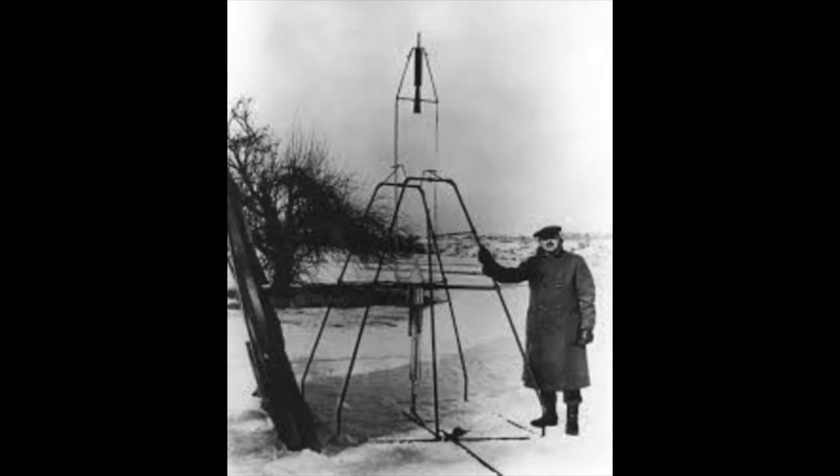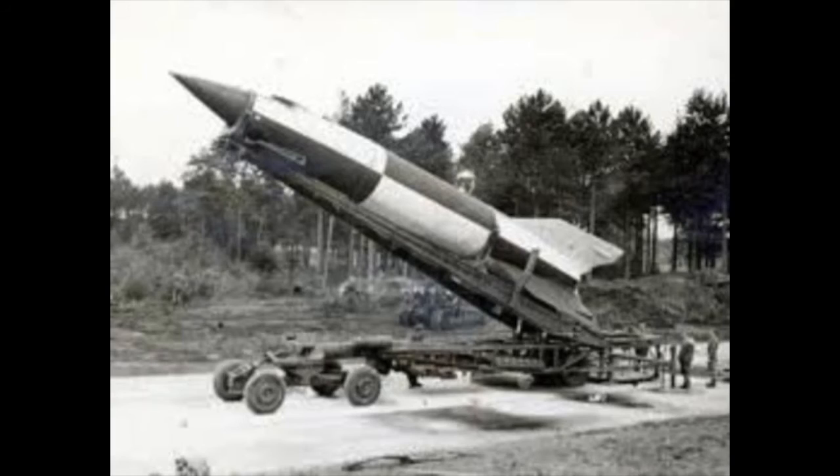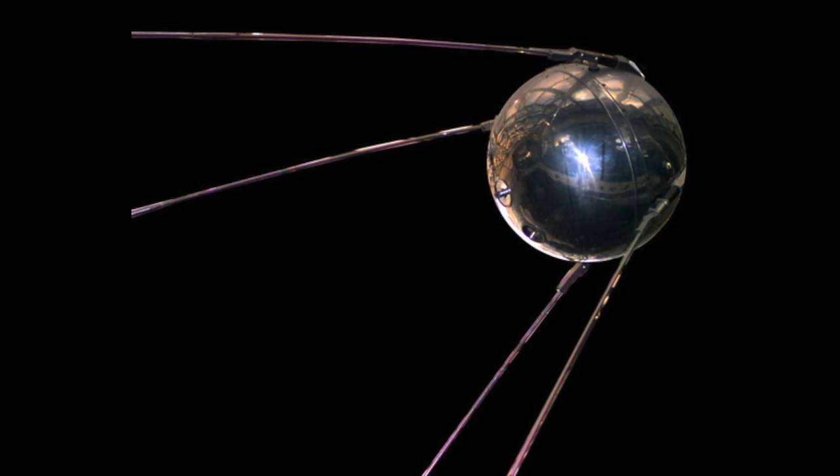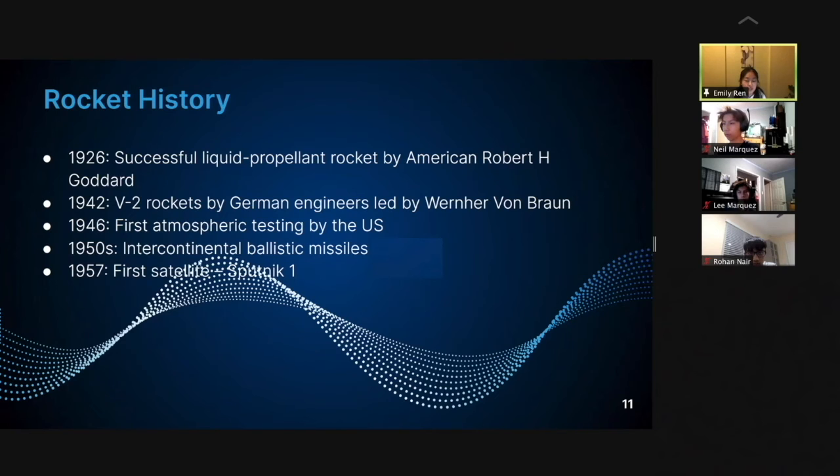In 1926, a successful liquid propellant rocket was launched by American Robert H. Goddard. In 1942, V-2 rockets by German engineers led by Wernher von Braun were launched. In 1946, the first atmospheric testing by the US was conducted. In the 1950s, the intercontinental ballistic missiles were fired. And in 1957, the first satellite, Sputnik 1, was launched.